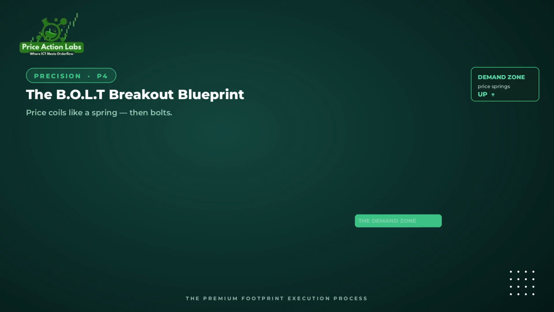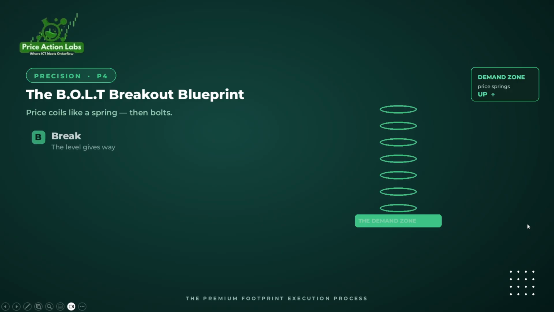Well, the way we do this is by using what I call the bolt breakout blueprint. This stands for break, optimal retest, liquidity absorption, and then trigger. So I want all of you to imagine a spring over here.